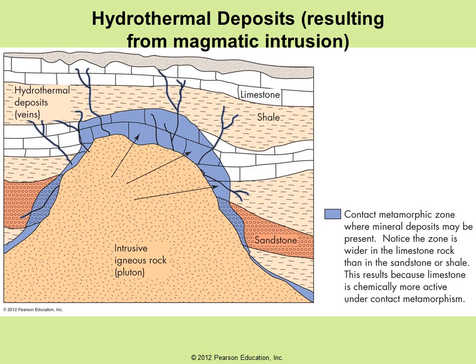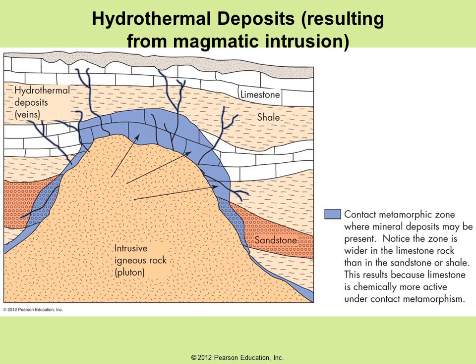Another type of igneous process is the hydrothermal deposit. These are very large, where you have a huge intrusive igneous rock below that's at a high enough temperature and with volatile contents that it has water and steam and mineral-rich waters circulating in the area around it.